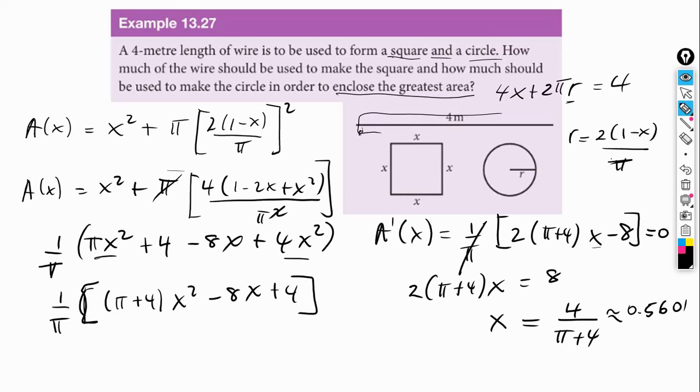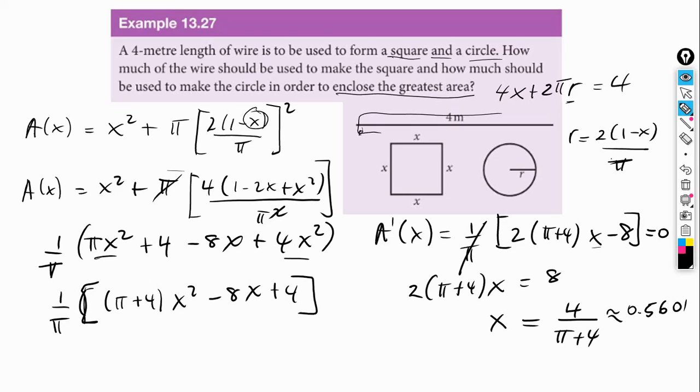Because if x is 1, you would use all 4 meters on the perimeter of the square and nothing for the circle. And if x is 0, we would use all the wire on the circle, because remember that the area of the circle could be just in terms of r, and x could be 0 easily. Notice that if you plug in 0 here, you would have an area as well. So we have to test for those values, right?